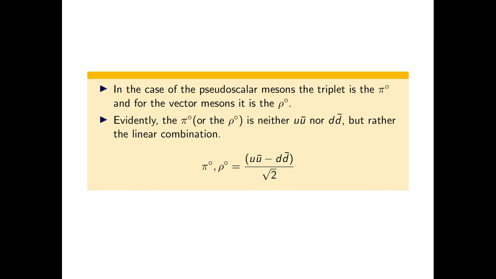In the case of pseudoscalar mesons, the triplet member is the pi naught meson, and for vectors, it is the rho naught meson. The interesting thing is, for both the pi naught and the rho naught mesons, they take only the linear combination and not the uu-bar or the dd-bar. So the pi naught or rho naught is equal to (uu-bar minus dd-bar) by root 2. Next.